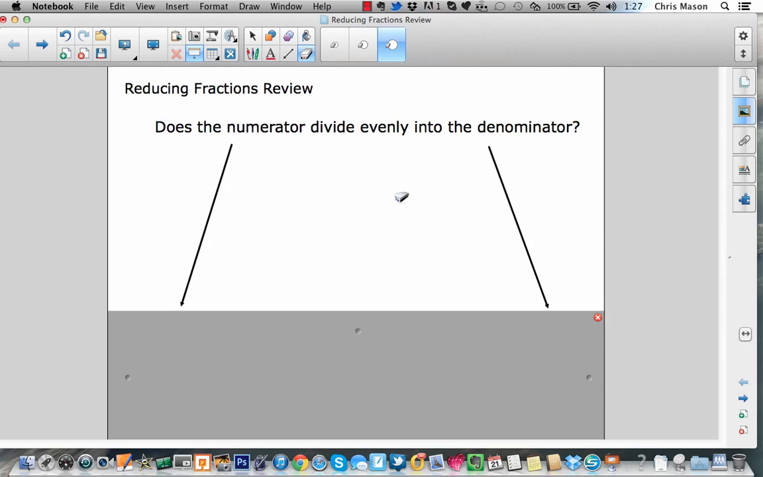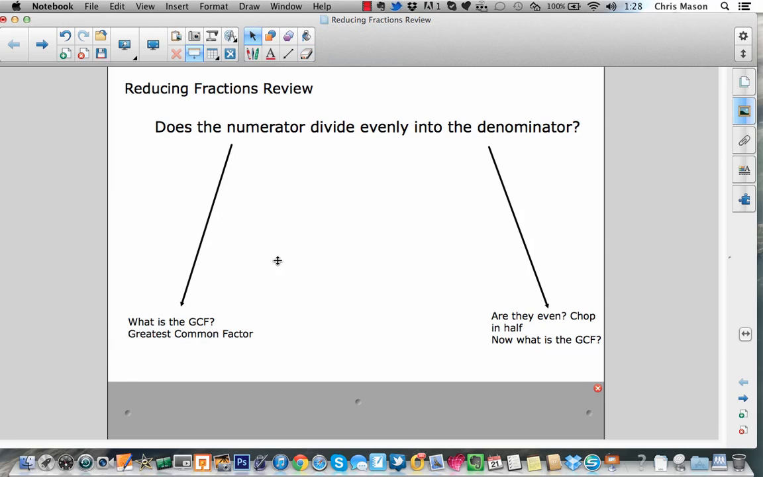All right. So what happens if your numerator does not go in evenly to the denominator? Now we can take one of two paths. The first thing is we can think about the greatest common factor between the numerator and the denominator. Or if they're even, we can make it a little bit easier by chopping them in half and then asking ourselves what the greatest common factor is.